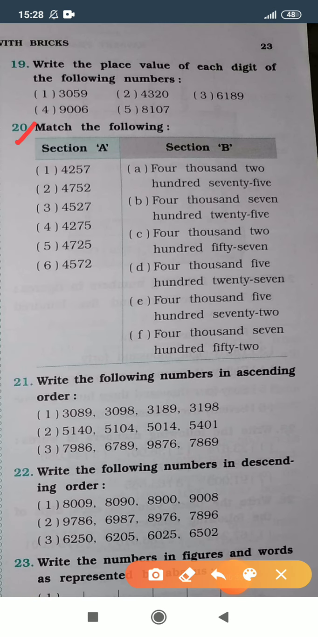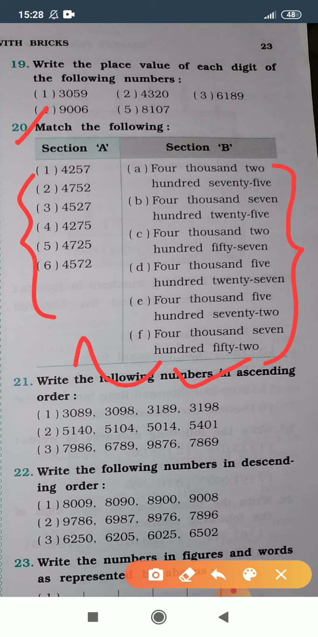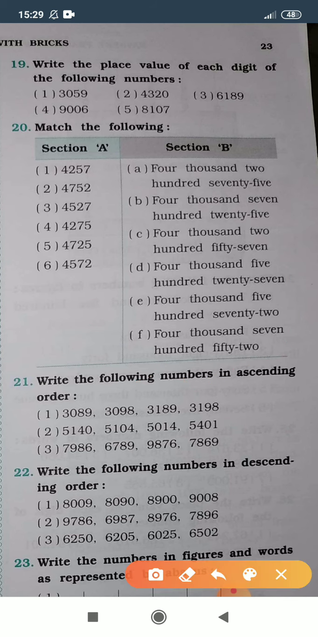Now question number 20, in that you need to match the numbers with the given words. Now everyone knows how to pronounce in words and how to convert the words into numbers. So this question you need to do by yourself in your notebook. Let's see number 21. Write the following numbers in ascending order. What do you mean by ascending order? Smaller to greater number.